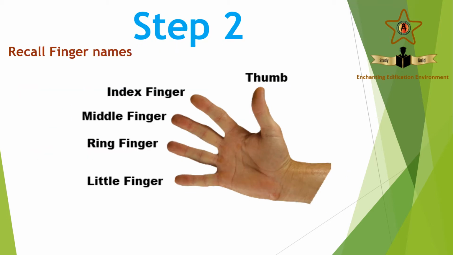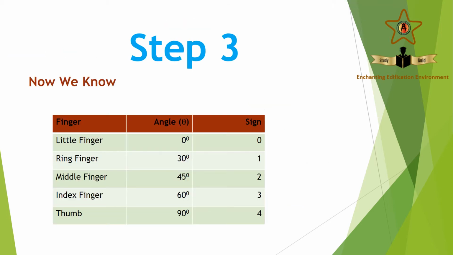Now we can recall the finger names: little finger, ring finger, middle finger, index finger and the thumb. Now we know this. The little finger leads to angle 0, the sign is 0. Ring finger is denoted angle 30 and the sign is 1. Middle finger refers to angle 45, the sign is 2. Similarly, index finger is angle 60, sign is 3. Thumb gives 90, the sign is 4.